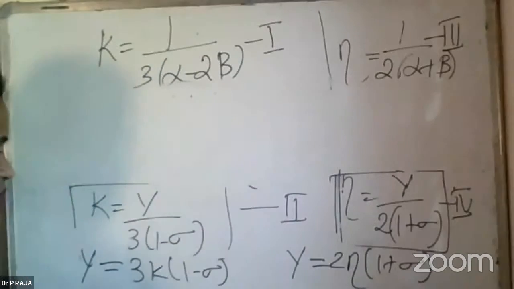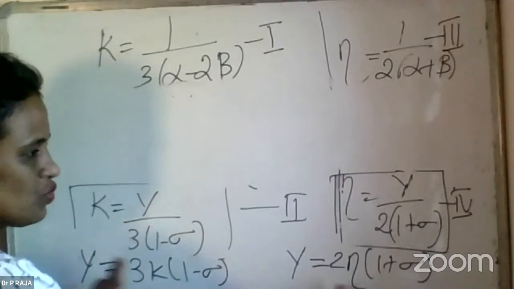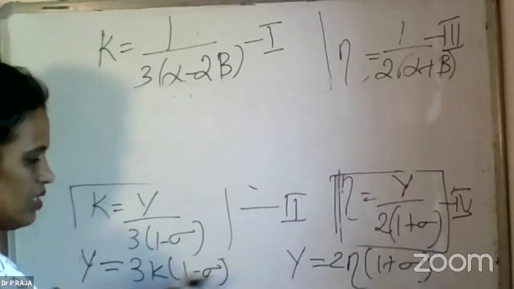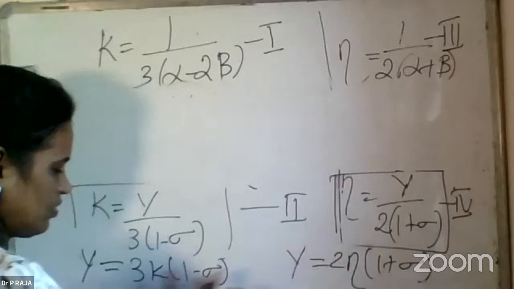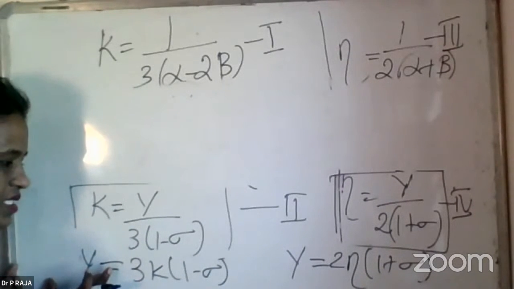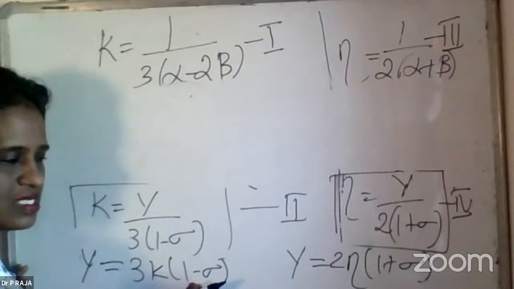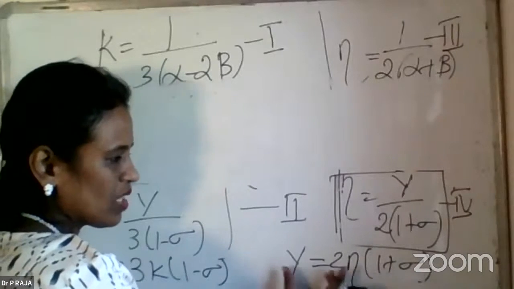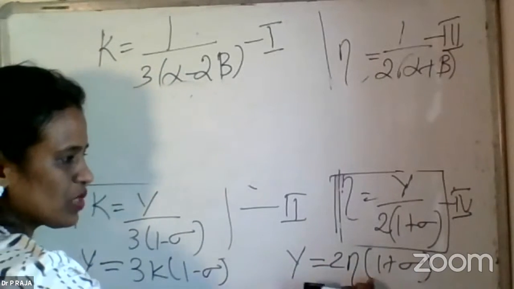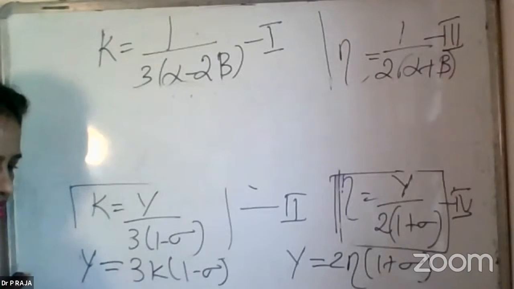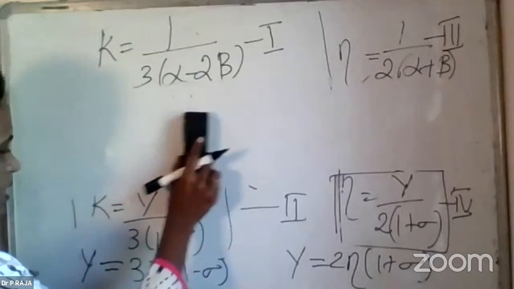Okay. Now, on the left hand side of these two equations, you are getting that Y is the same. So shall I substitute this Y value into this left hand side equation here? Okay, it's possible, isn't it? Y is equal to 3K into 1 minus sigma. Y is also equal to 2 into eta into 1 plus sigma. So I'm going to substitute this value of Y onto this left hand side.